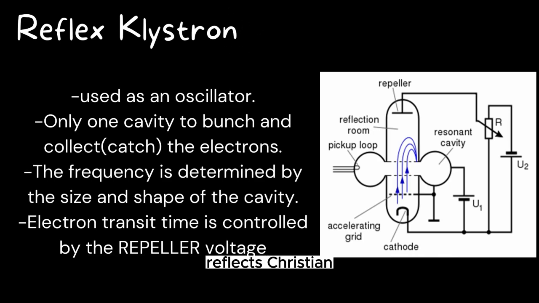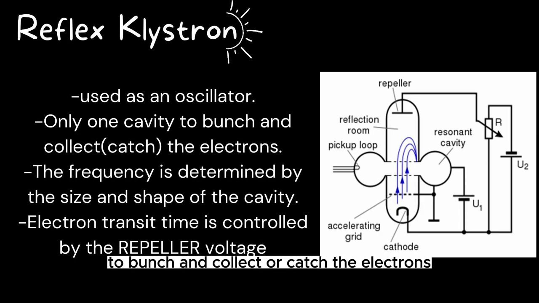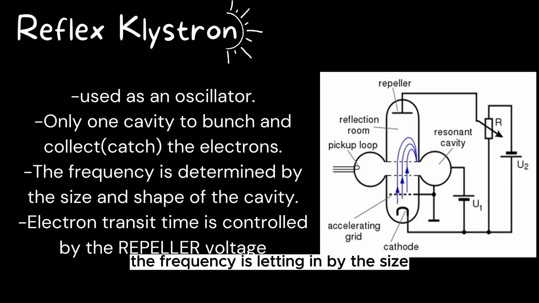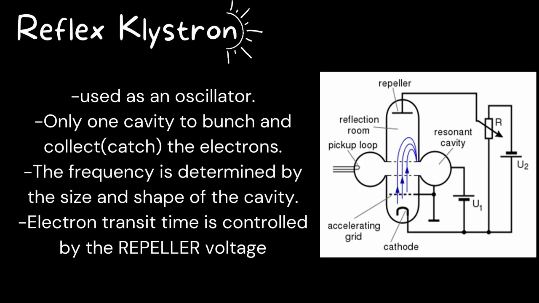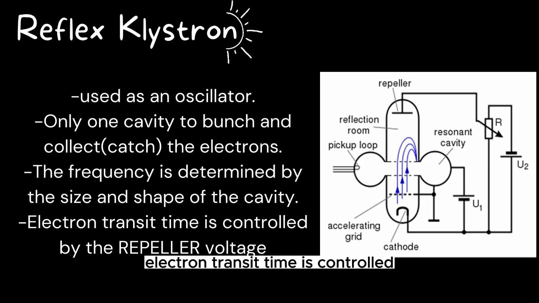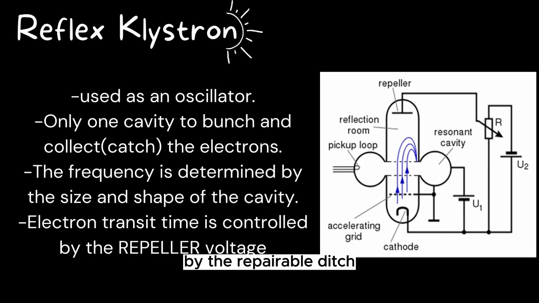Reflex klystron, used as an oscillator. Only one cavity to bunch and collect or catch the electrons. The frequency is determined by the size and shape of the cavity. Electron transit time is controlled by the repeller voltage.